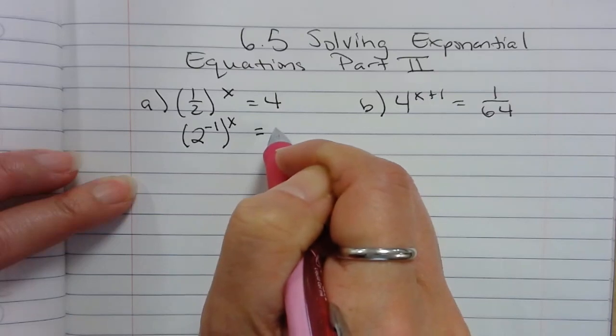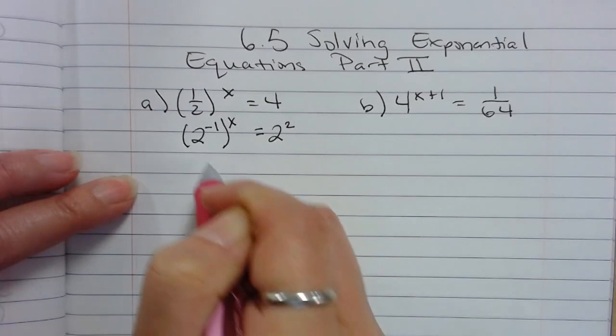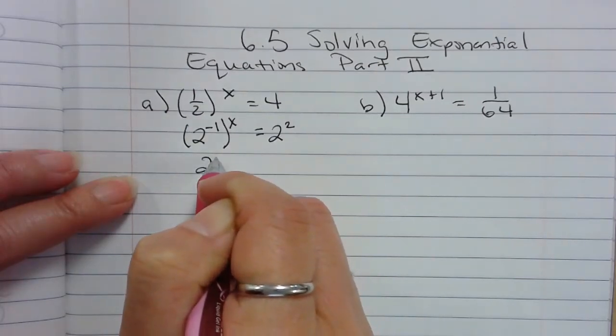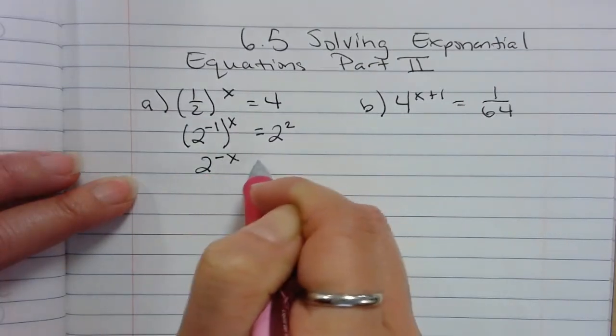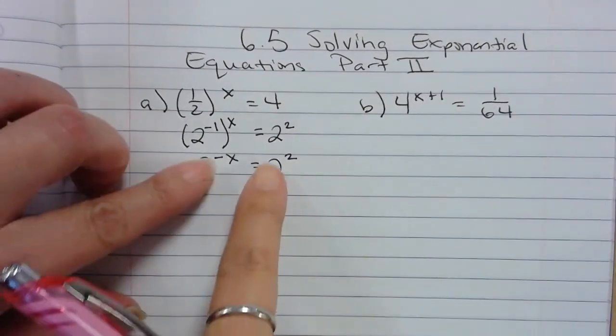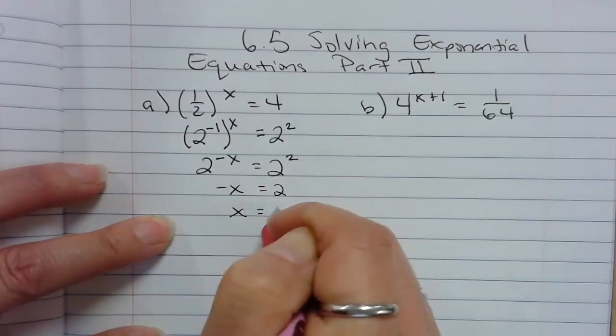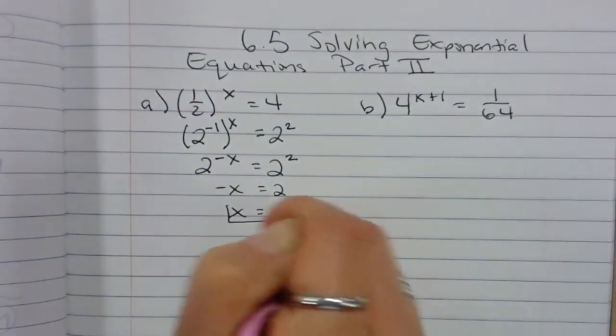And 4 is going to be written as how? To the second power. So now this is 2 to the negative x equals 2 squared. Are the bases the same? Yes. So negative x equals 2, so x equals negative 2. Perfect.